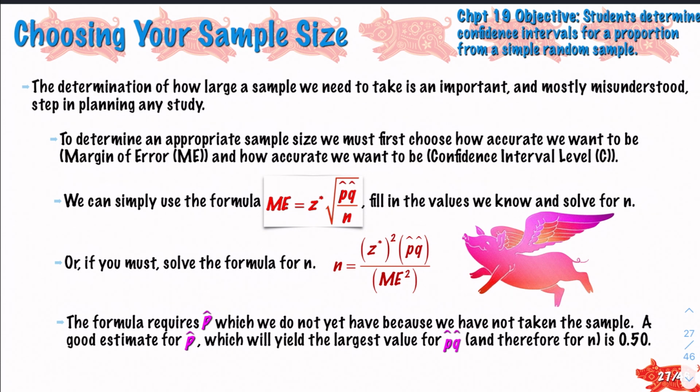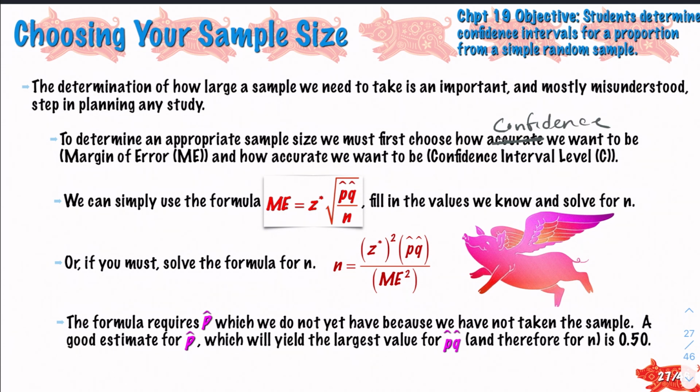The determination of how large a sample we need to take is an important and mostly misunderstood step in planning any study. To determine an appropriate sample size, we must first choose how accurate you want to be. That's our margin of error. And how confident we want to be, and then how accurate you want to be.